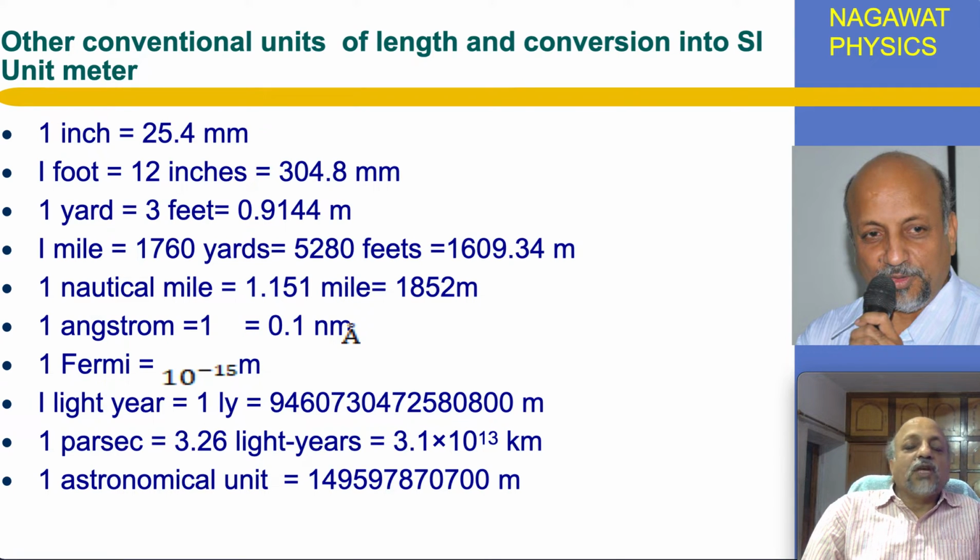1 inch is 25.4 millimeter, 1 foot is 12 inch, 1 yard is 3 feet, 1 mile is 1760 yards, and you can convert it into meter also. 1 nautical mile is different from 1 mile. 1 angstrom is 10 raised to power minus 10 meter, or 0.1 nanometer. 1 Fermi is 10 raised to power minus 15 meter. And for astronomical distances, we use units of length like light year, parsec, and astronomical unit.